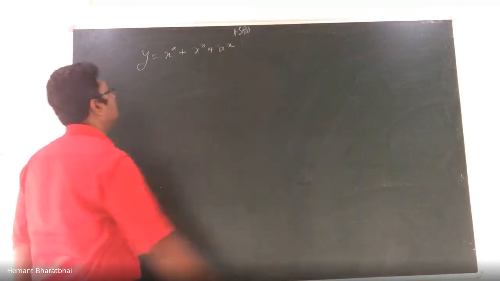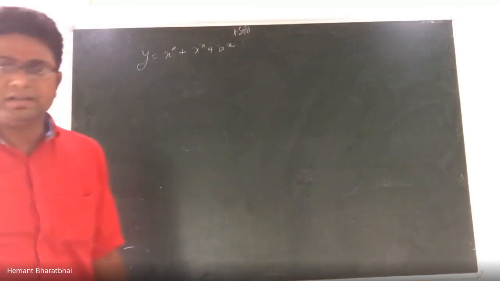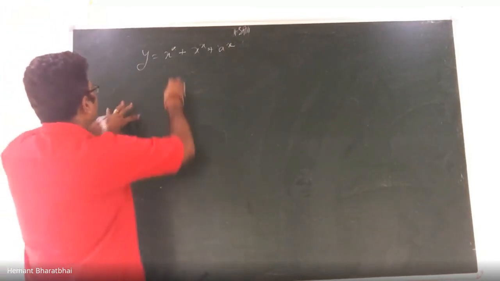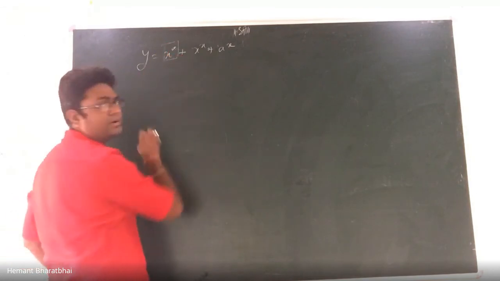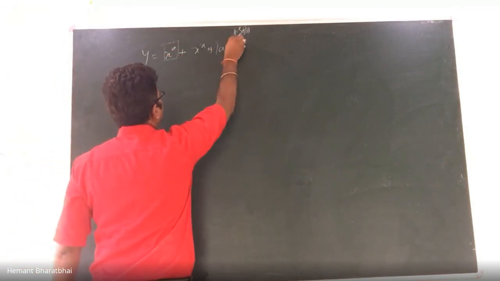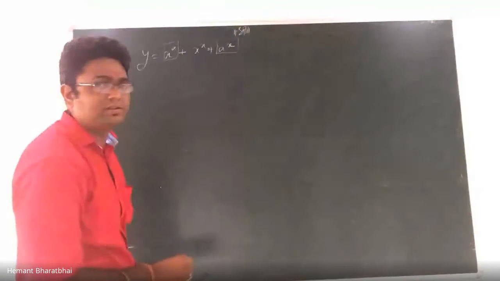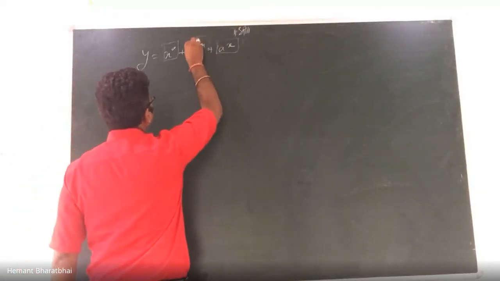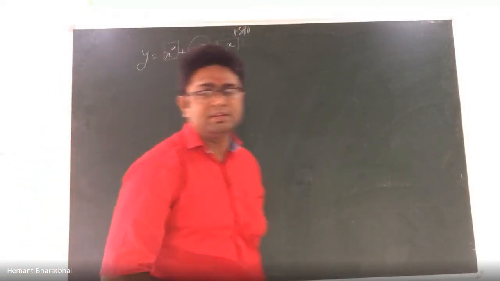Okay, let's try some more numericals. I have here y equals x raised to a plus x raised to x plus a raised to x. Now how are we going to take the derivative of this? This is like the x raised to n type. This is a raised to x. We have a direct derivative of these also. But how are we going to take the derivative of this?